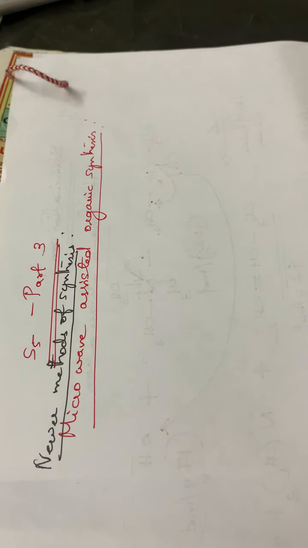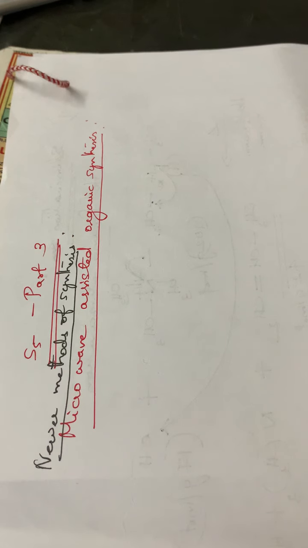Here, in these newer methods of synthesis, we are using an alternate method for carrying out a reaction. That means instead of supplying heat energy, we are using microwave radiation or ultrasound radiation, etc., for the organic synthesis instead of having a heat supply.